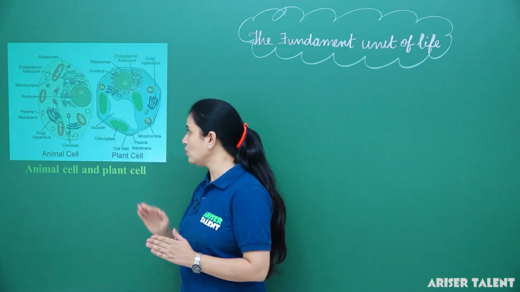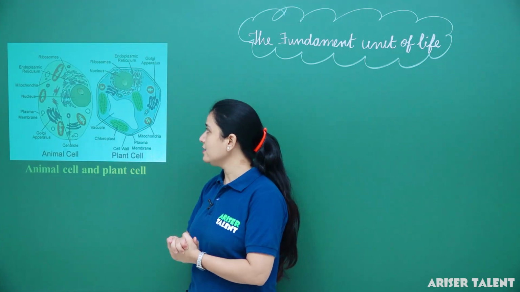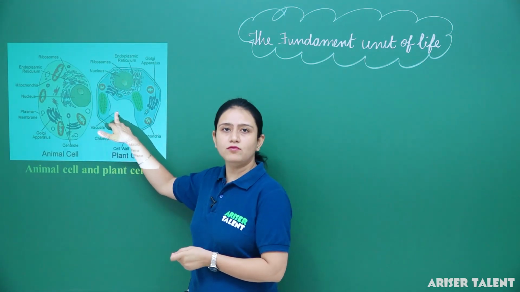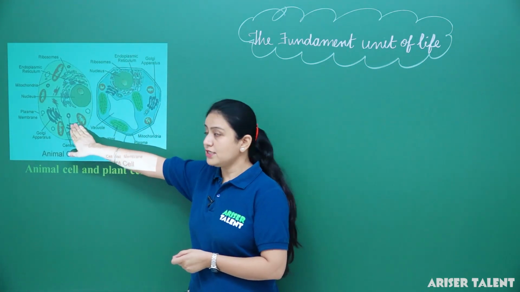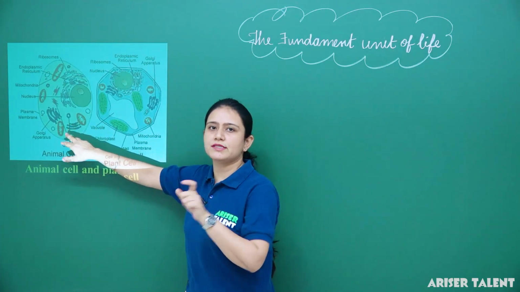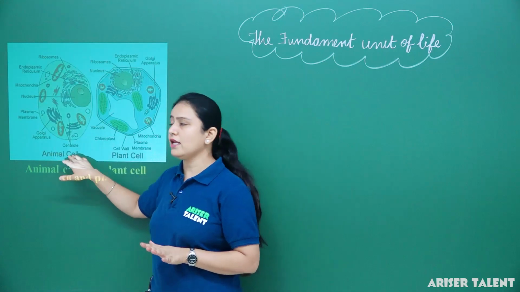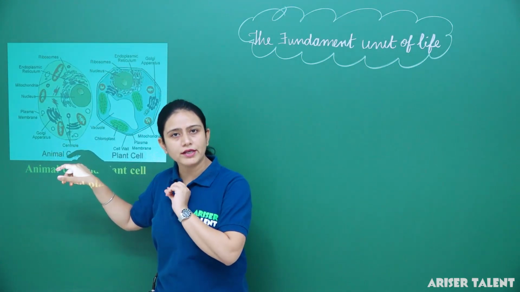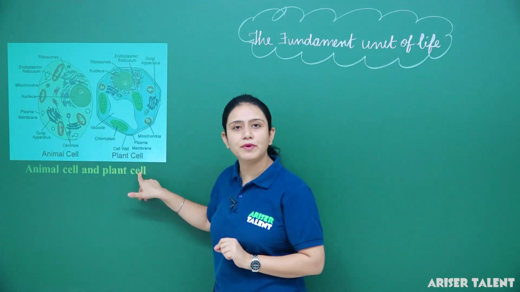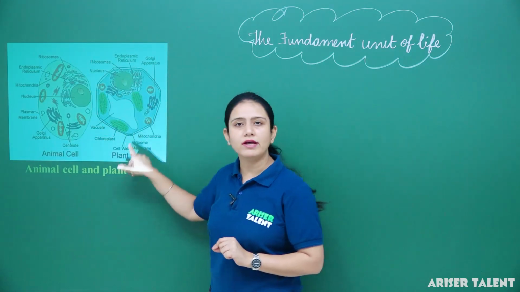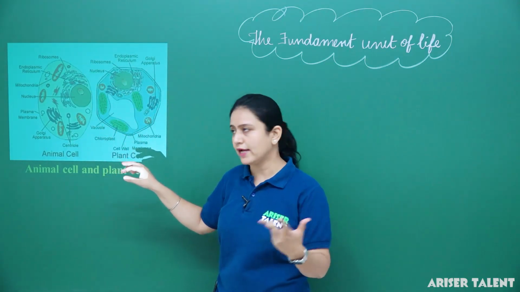Okay, now let's go inside the cell. So here we can see the large central vacuole. Is it present here? Yes, vacuoles are present but not the large central vacuole. So thus we can say in the animal cell many small vacuoles are present, but in the plant cell large central vacuole is present. This was the second difference.